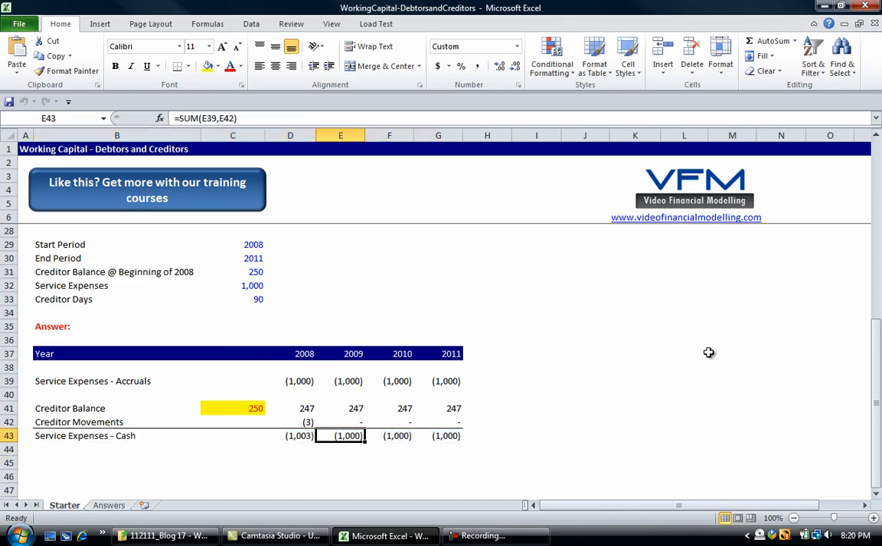Okay, so hopefully now you realize that there is a difference between accruals and cash, and also you have a feel for debtors and creditors.